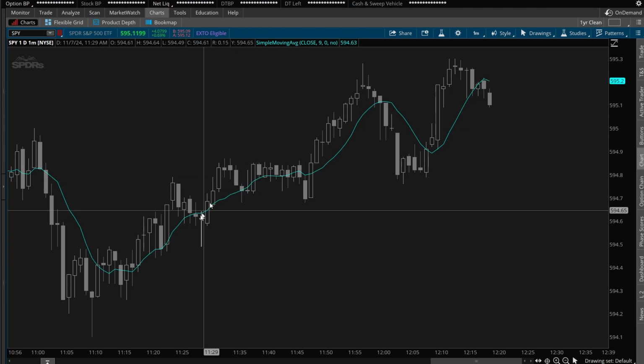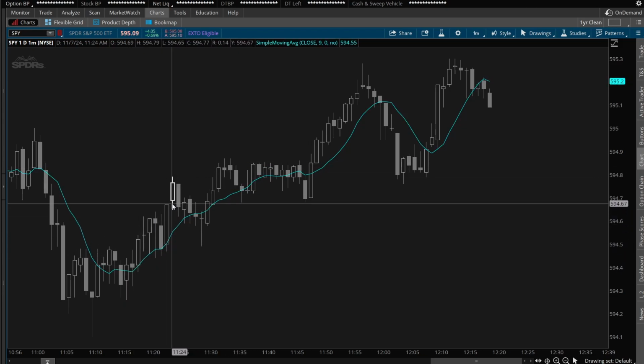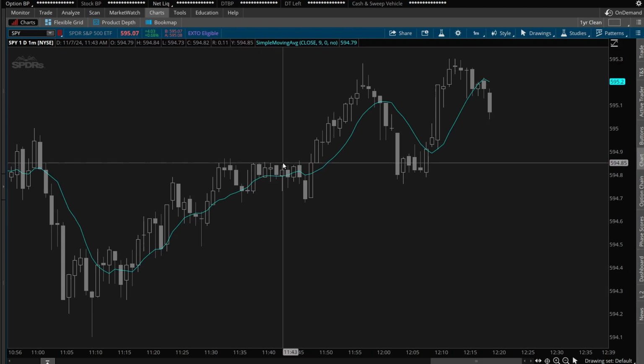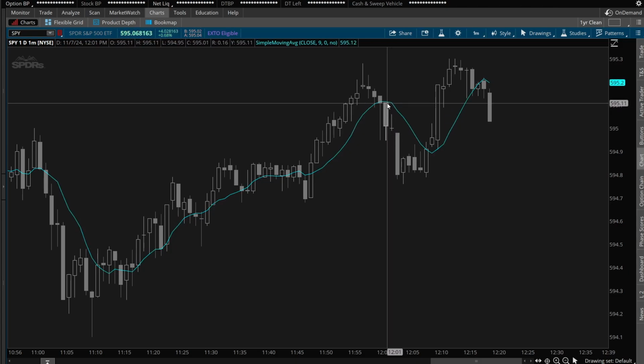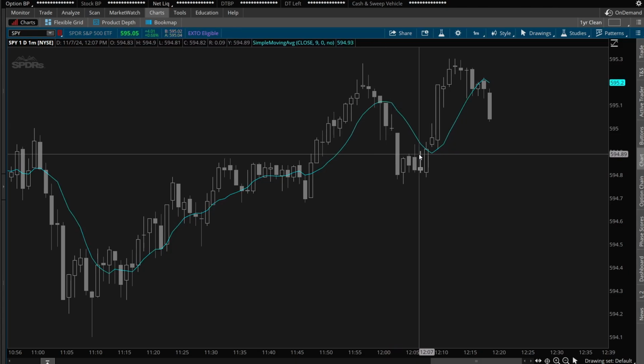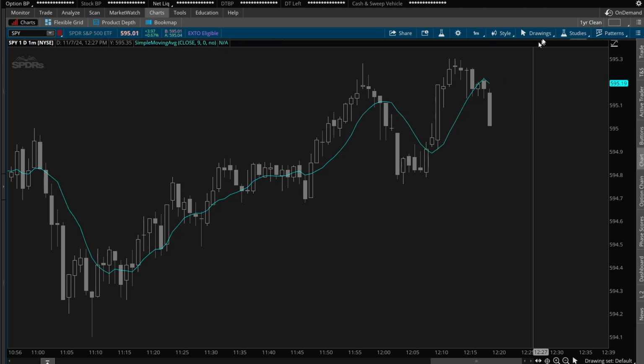You'll also notice that sometimes the moving average acts as support as we're going up. It'll bounce off of it. You'll have some breakthroughs there. Price broke through here, and once it broke through, the average acted as resistance right here until price eventually broke back through it again. But that is the simple moving average.